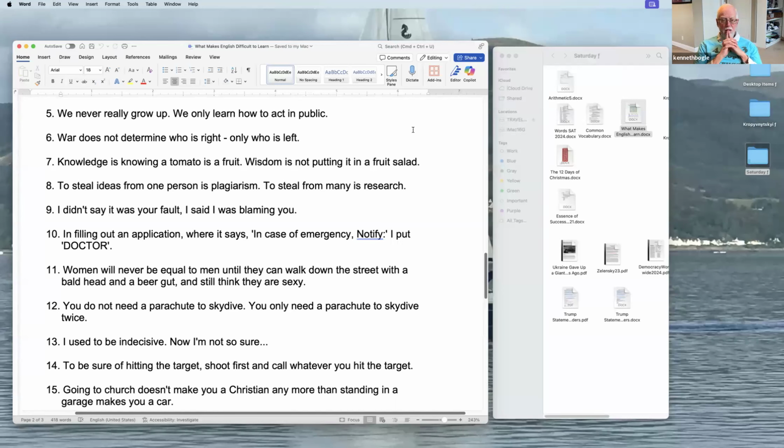Okay. Dora, let's go back to you. Number 6. War doesn't determine who is right, only who is left. Okay. War does not determine who is right, only who is left. All right. Number 7. Alexandre, can you do 7? Knowledge is knowing a tomato is a fruit. Wisdom is not putting it in a fruit salad.